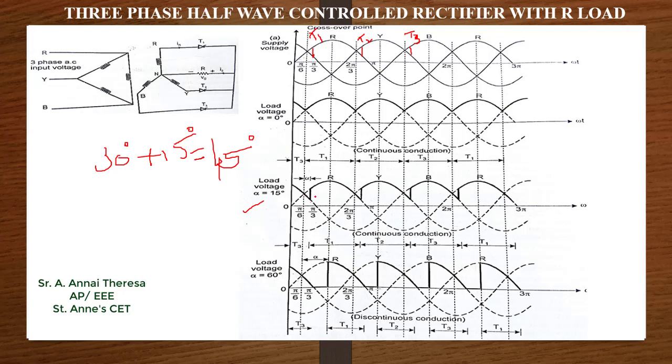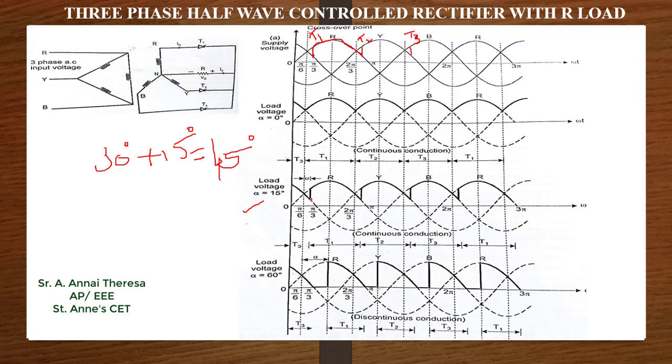This we have already seen in the previous slide. Now we are seeing alpha equal to 15 degree, that is 45 degree. So this is the 45 degree. Now I am triggering thyristor T1. Here I am triggering. So what will happen? The R phase voltage will appear across the load, up to here.